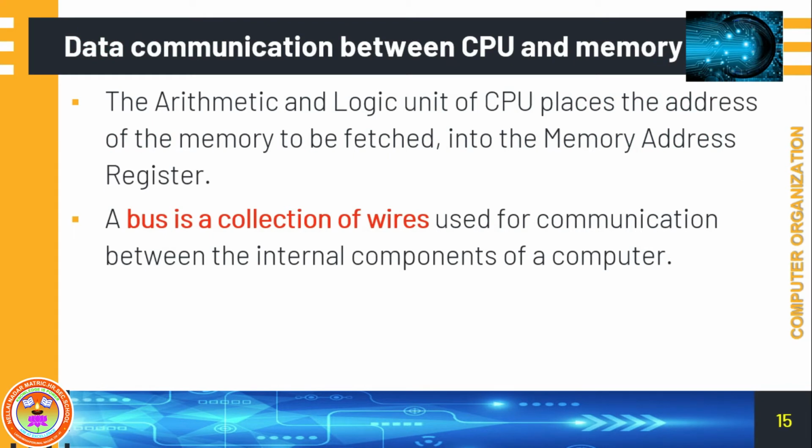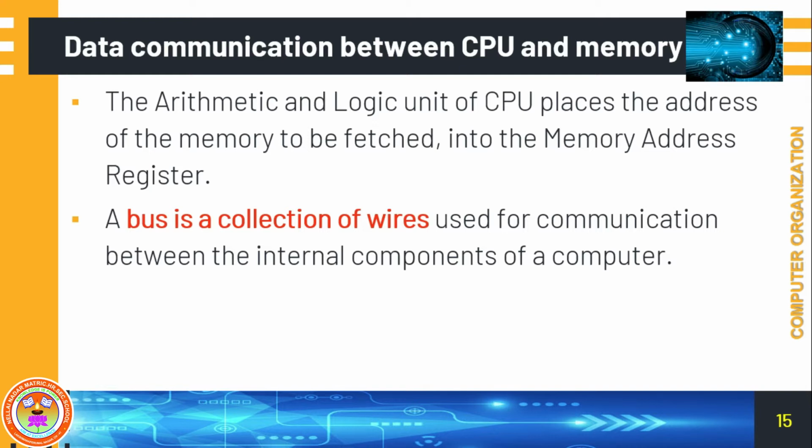The next, it will perform arithmetic and logical unit of CPU. It places the address of the memory to be fetched into the memory address register. So the memory address register is another part. It holds the memory addresses to be fetched, and what execution will be performed. Everything will be stored in the memory address register.